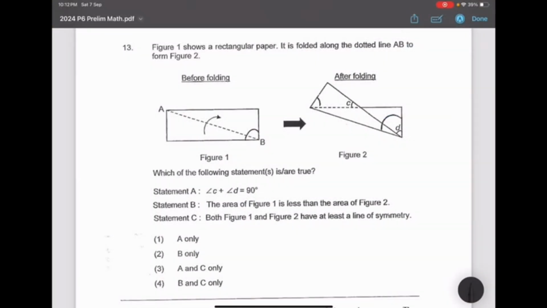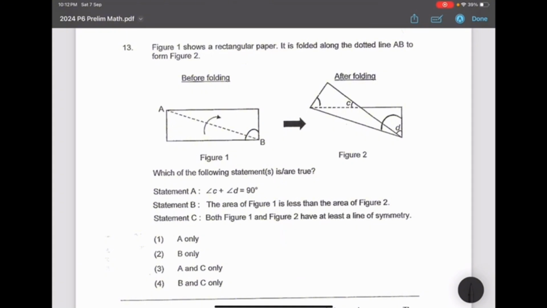Okay, next question. Question 13. We have another angles question. Let's look at what it says. Figure 1 shows a rectangular paper. It is folded along the dotted line AB to form Figure 2. Let's look at the question below. Which of the following statements are or is true?